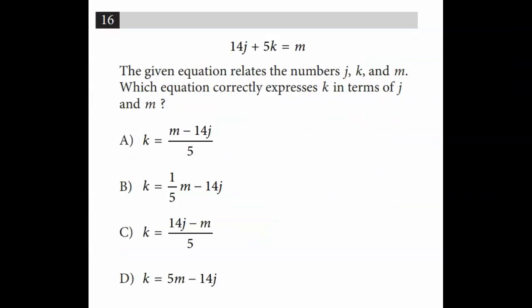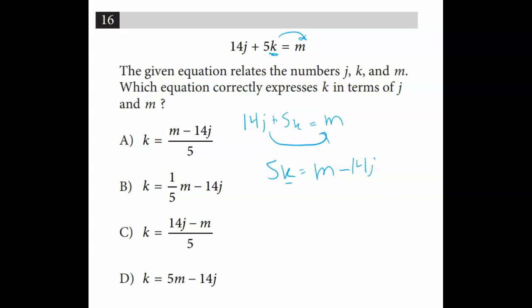All right, number 16. The given equation relates the numbers j, k, and m. Which equation correctly expresses k in terms of j and m? So what we're trying to do is isolate this k and get everything on the other side. So let's start. If I draw it out again, 14j plus 5k equals m. Immediately, let's move this 14j over. So we get 5k equals m minus 14j.